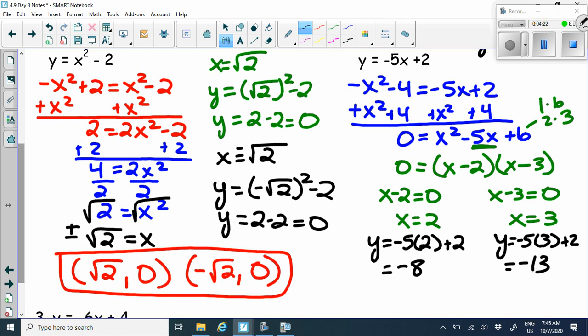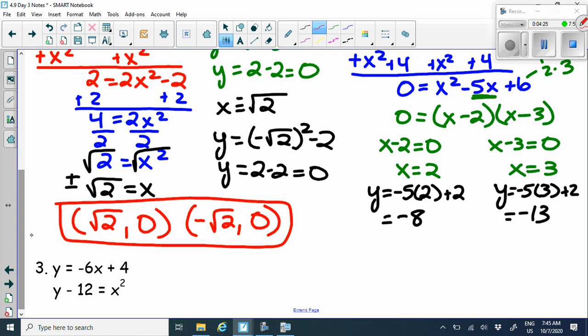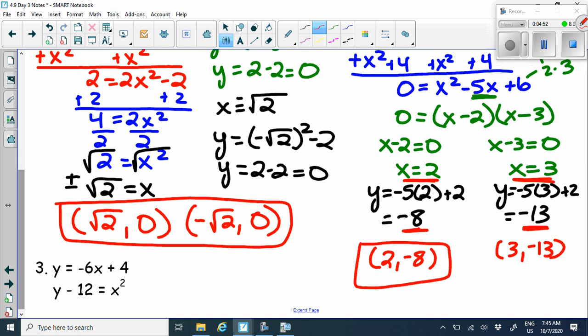Now, are we finished? No, because we have to write these as ordered pairs here to get our answers. So our first ordered pair, we have the x of 2 and the y of negative 8. So I have (2, negative 8). Be careful when you're solving which one's the x and which one's the y. Remember, when we write ordered pairs, we do x, y. And then for my second one, my x is a 3 and my y is a negative 13. So my 2 solutions are (2, negative 8) and (3, negative 13).